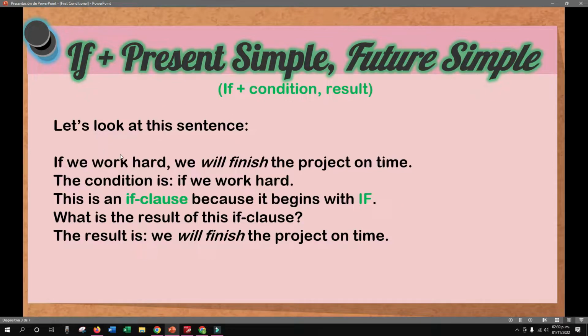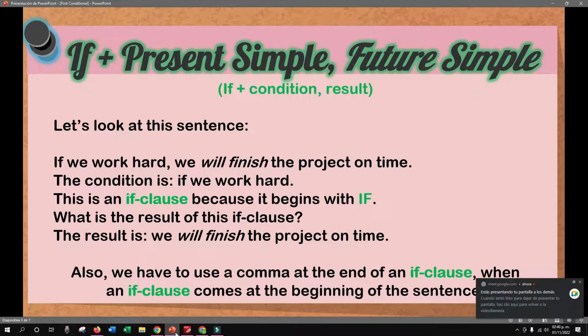Entonces tenemos que en la clause del if vamos a utilizar presente simple. Luego, en la main clause o en el resultado, vamos a utilizar el futuro. ¿Utilizando qué? Will. ¿Ok? So, also, we have to use a comma at the end of an if clause when an if clause comes at the beginning of the sentence, right? Recuerden que esto es similar a la zero conditional. Cuando comenzamos la oración con la if clause, siempre vamos a necesitar la coma entre las dos oraciones, ¿verdad? Pero si comenzamos al revés, con el resultado primero y luego if, ahí sí, no vamos a necesitar coma, ¿verdad? Así que remember that.